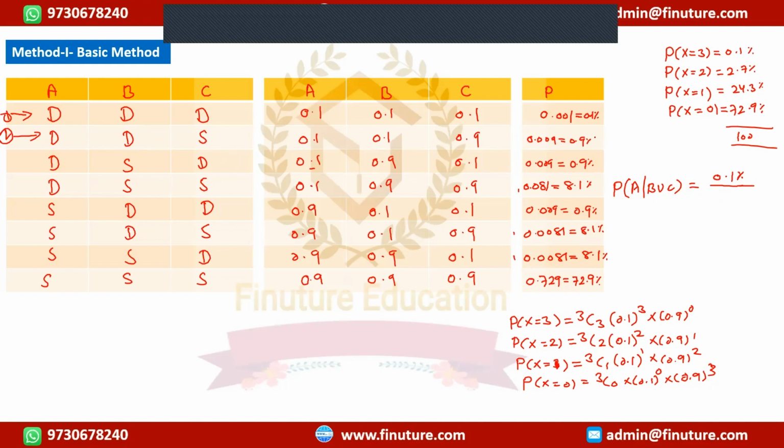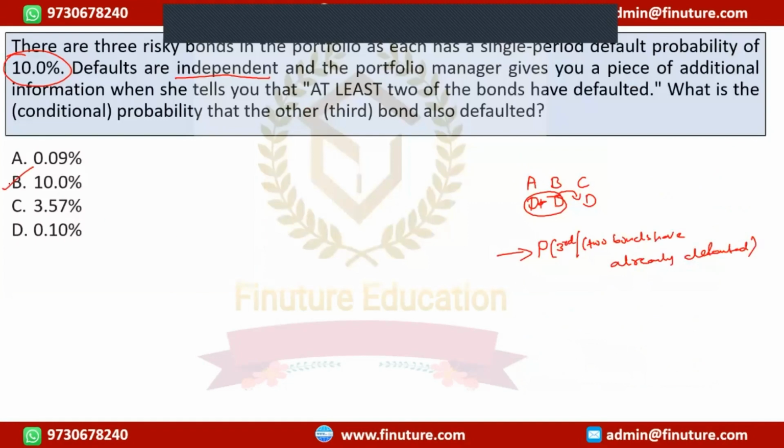So what is the probability of these two? 0.1% plus 0.9%. So you can just see it's 0.1% divided by 0.9 plus 0.1%. That is 1%. If I divide this by 100 and multiply with top, it would be 10%. So probability of the third defaulting given either of them has defaulted is 10%. So from our question, the answer is B.